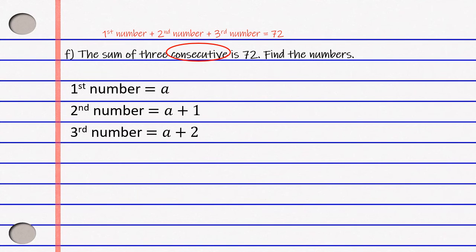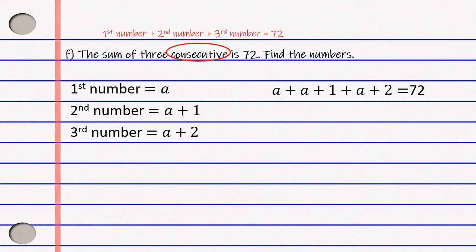So the problem says the sum of these 3 numbers. So we have to add up these 3 numbers. The first number plus the second number plus the third number is going to give us 72. So that equation is going to be A, which is the first number, plus A plus 1, which is the second number, plus A plus 2, which is the third number, is 72.